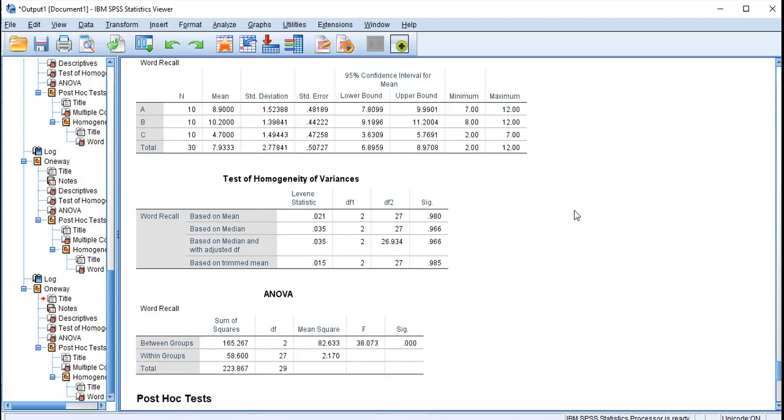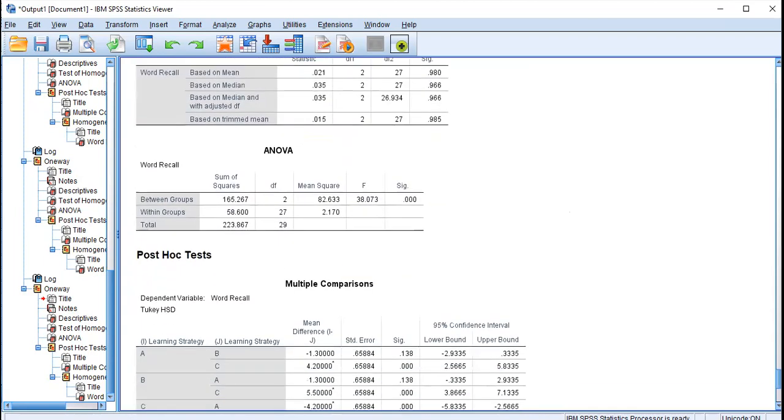In our example, the learning strategies are three: A, B, and C. Therefore, we are not using the independent sample t-test; rather, we are using one-way ANOVA. If you look at the test of homogeneity of variances, or Levene's test, the significance comes to 0.980. This means that the variances are homogeneous for the three categories of the independent variable in the population. So the test of homogeneity of variances is okay, and we go for the ANOVA answer.